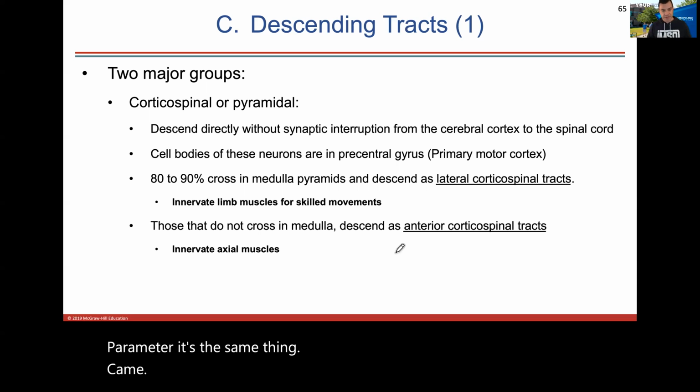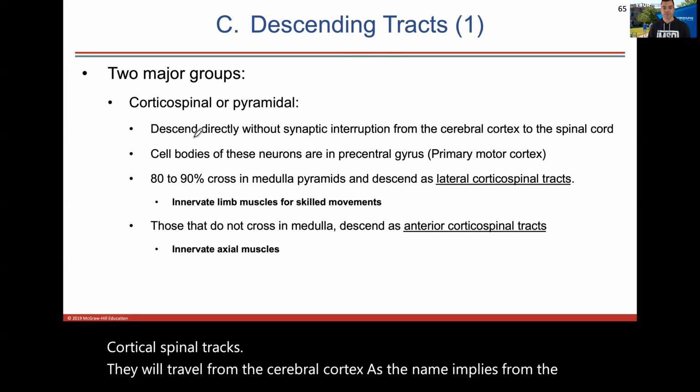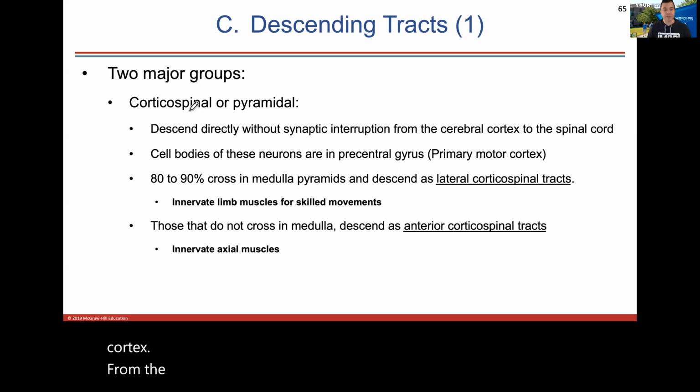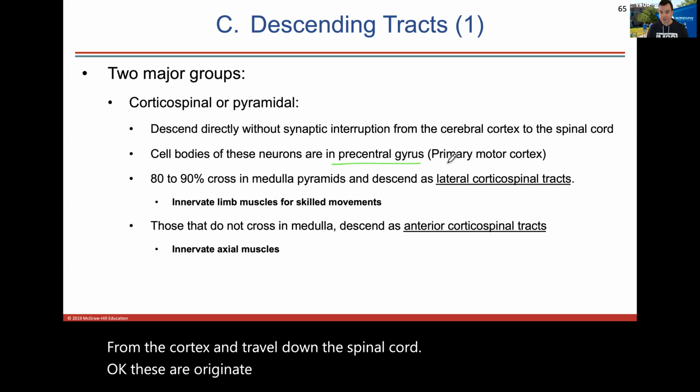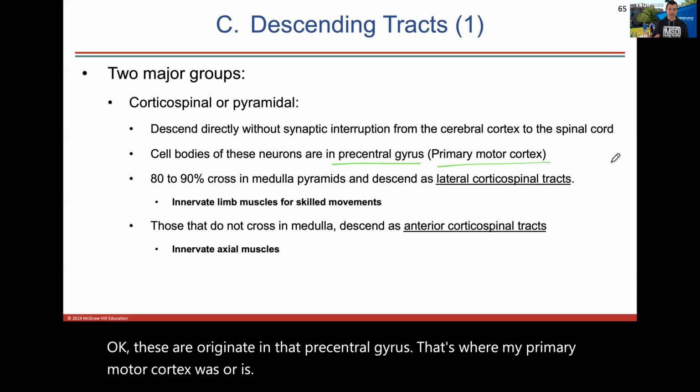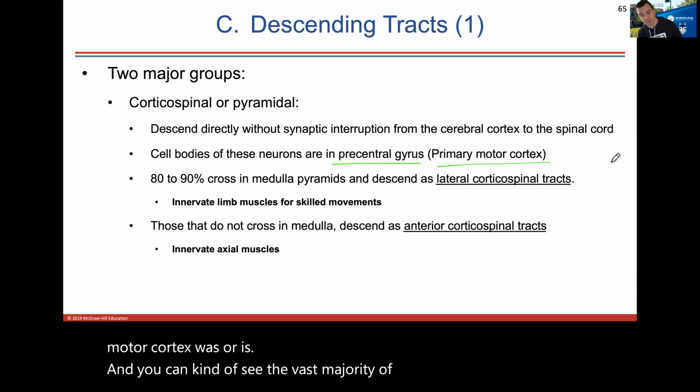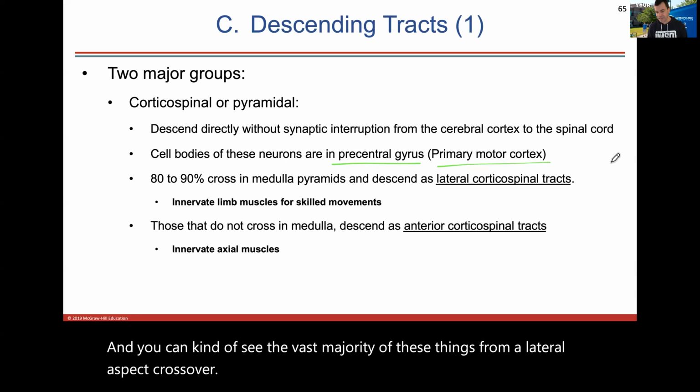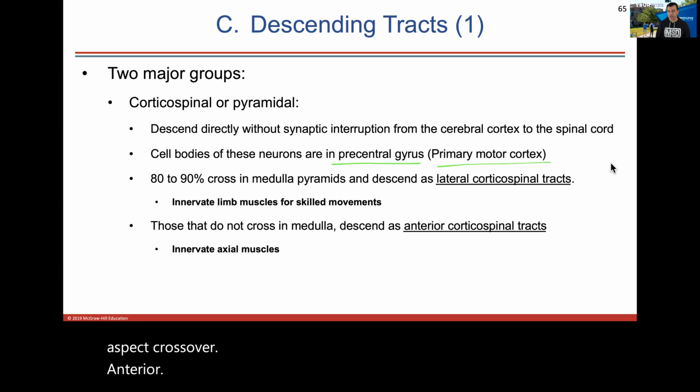Corticospinal tracts, they will travel from the cerebral cortex, as the name implies, and travel down the spinal cord. Okay. These originate in the precentral gyrus. That's where my primary motor cortex is. And you can kind of see the vast majority of these from a lateral aspect cross over. Anterior, they do not cross. They do not cross.